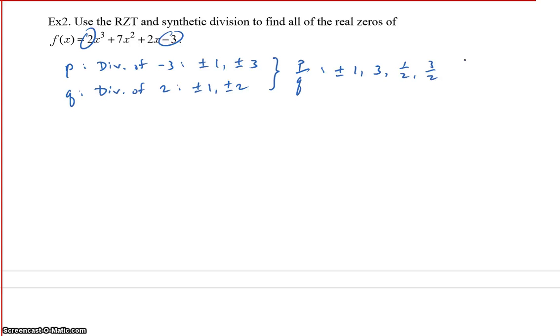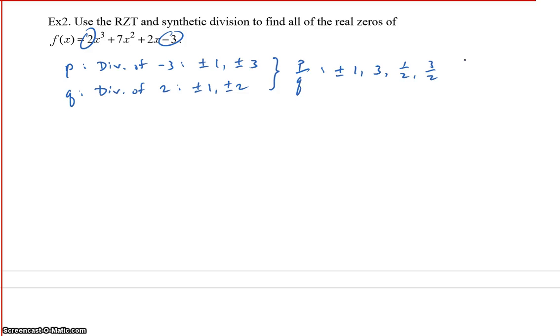Now, this being a third degree polynomial, the maximum number of zeros we can find would be 3. So these are certainly not all zeros, but if this function has any rational zeros, they have to be numbers from this list. So we can test some of these numbers to see if they are actual zeros of f. And one way that we can do that is to use synthetic division.